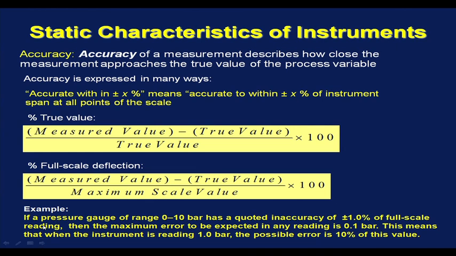For example, if a pressure gauge of range 0 to 10 bar has a quoted inaccuracy of plus minus 1% of full scale reading, then the maximum error to be expected in any reading is 0.1 bar. This means that when the instrument is reading 1 bar, the possible error is 10% of this value.